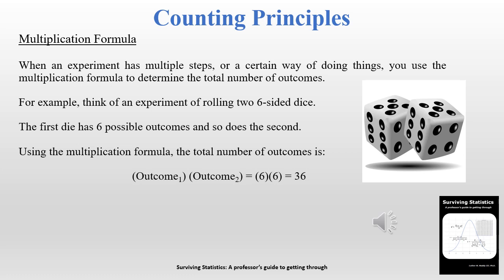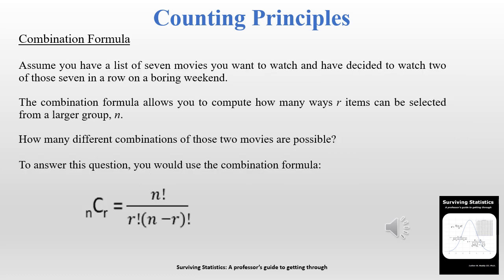We use the multiplication formula when an experiment has multiple steps or a certain way of doing things. So for example, let's assume our experiment is rolling 2 six-sided dice. The first die has 6 possible outcomes, and so does the second. So using the very simple multiplication formula, we can determine that the number of possible outcomes is 6 times 6, or 36.